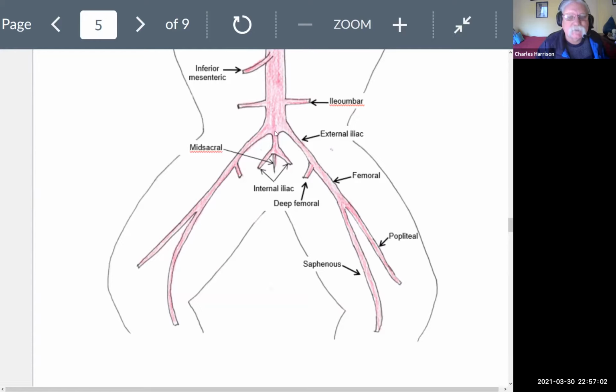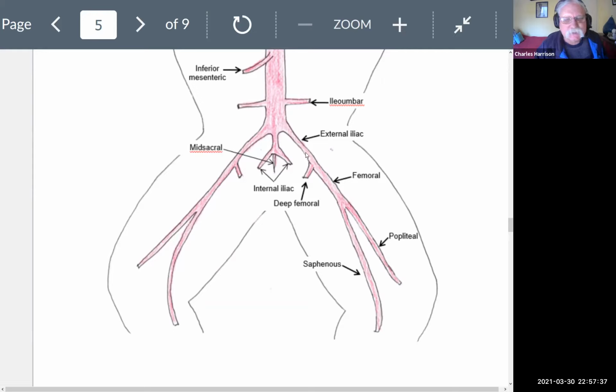Come back up, and we don't have a common iliac artery. We have an external iliac artery here, a little tiny piece of aorta left here, and then the internal iliac artery, and then coming off of the aorta at the very end is the midsacral. It's a different arrangement, but everything goes to the same place or comes from the same place.